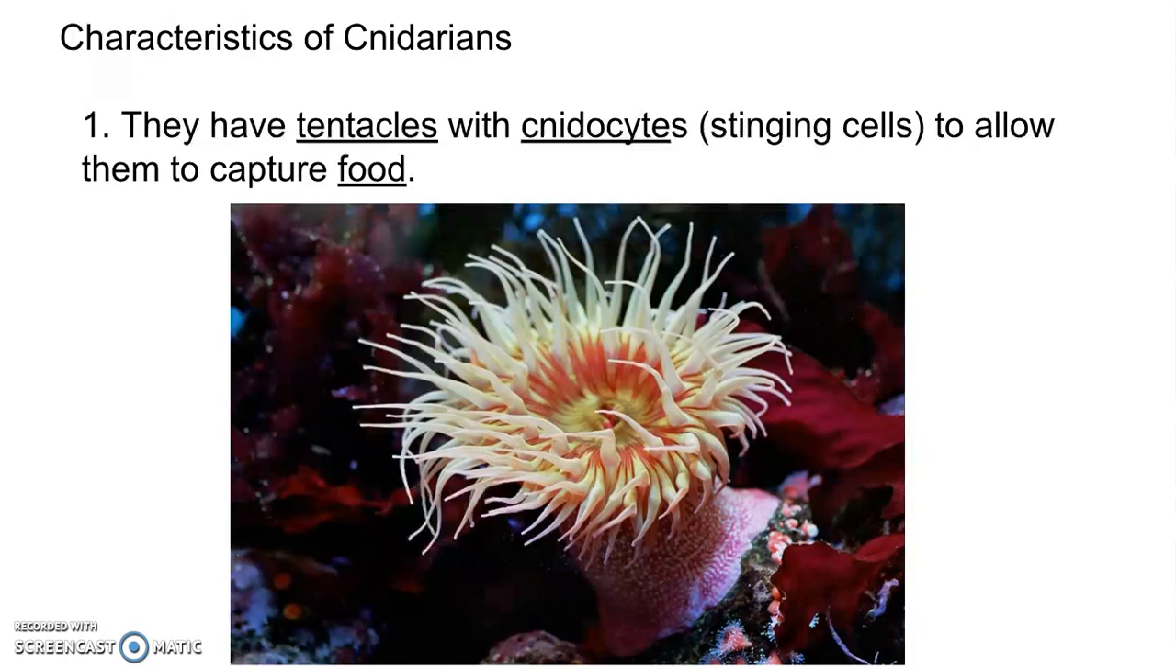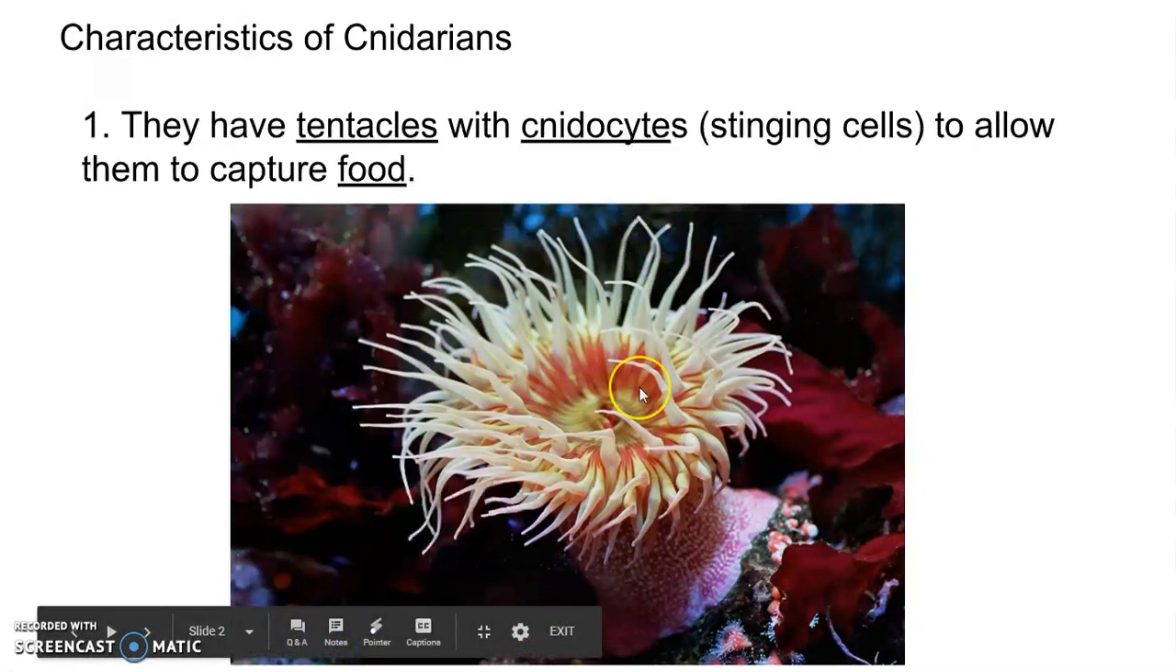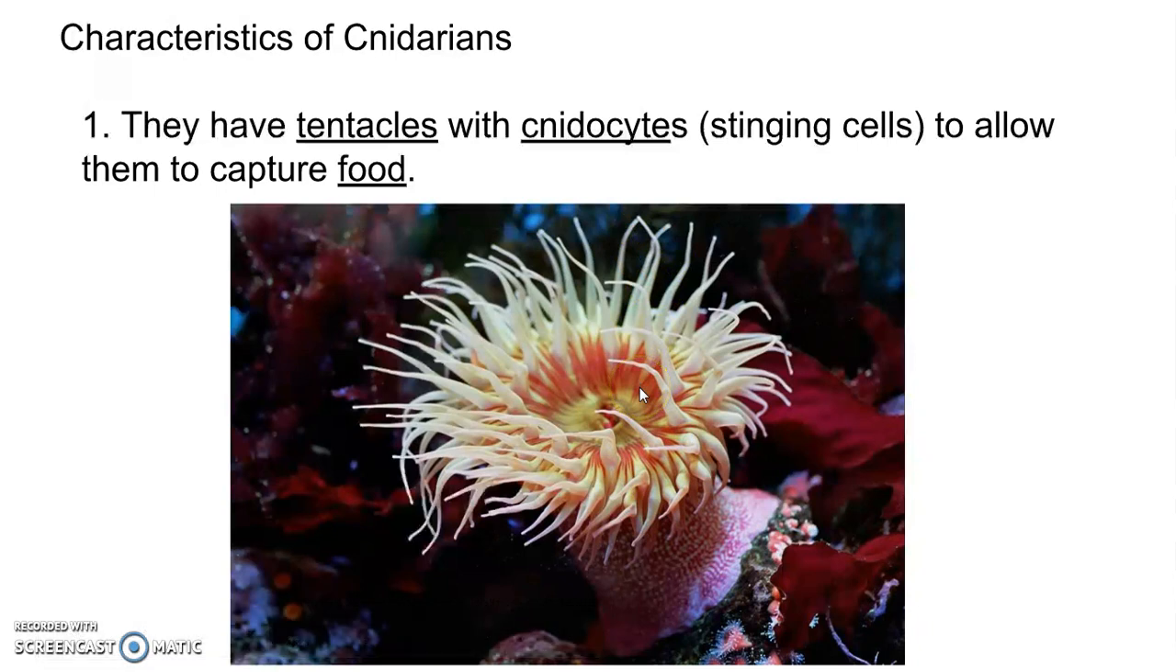They have tentacles, so you can see the tentacles here on the sea anemone, and they have cnidocytes. Cnidocytes are stinging cells, so all Cnidarians sting, and they use this to capture their prey. They also use it to defend themselves. So if a big fish were to come up and try to eat the sea anemone, it would sting it with its stinging cells.